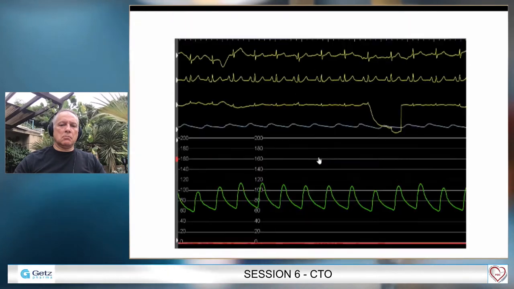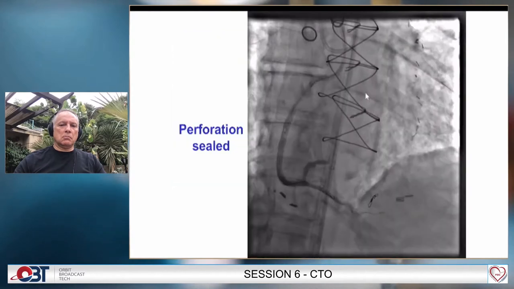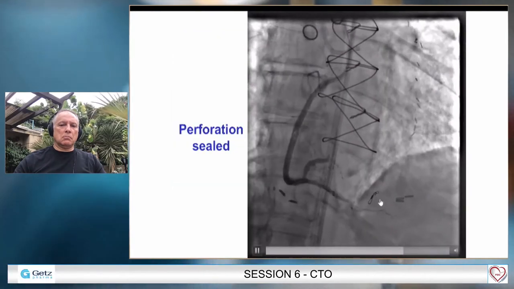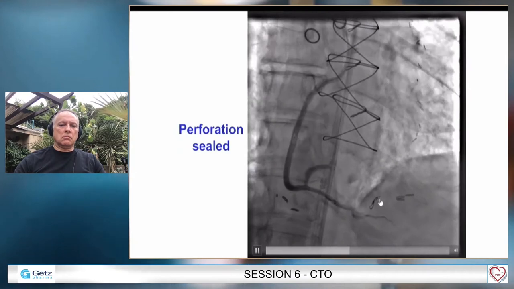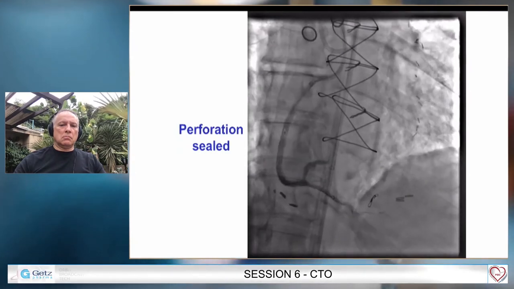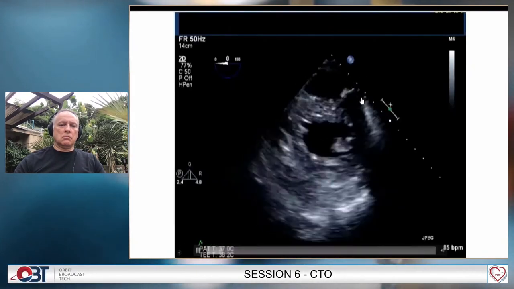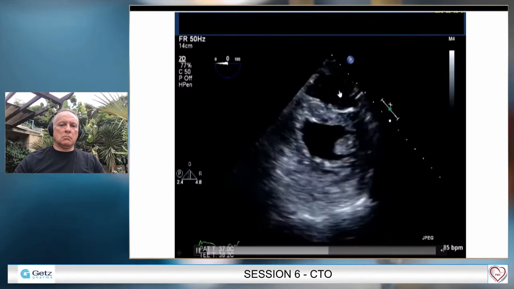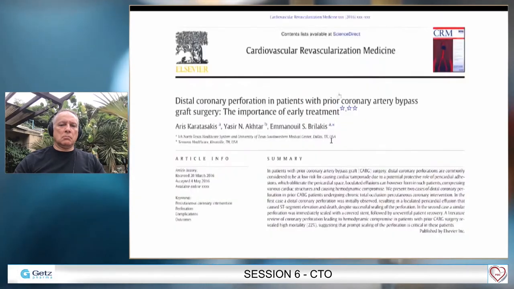We coiled it, but then the patient suddenly went from normal to having ST segment elevation. Even though we sealed the perforation, the patient had a cardiac arrest and died, likely due to a loculated effusion. So this is what it is. A very bad complication happened.